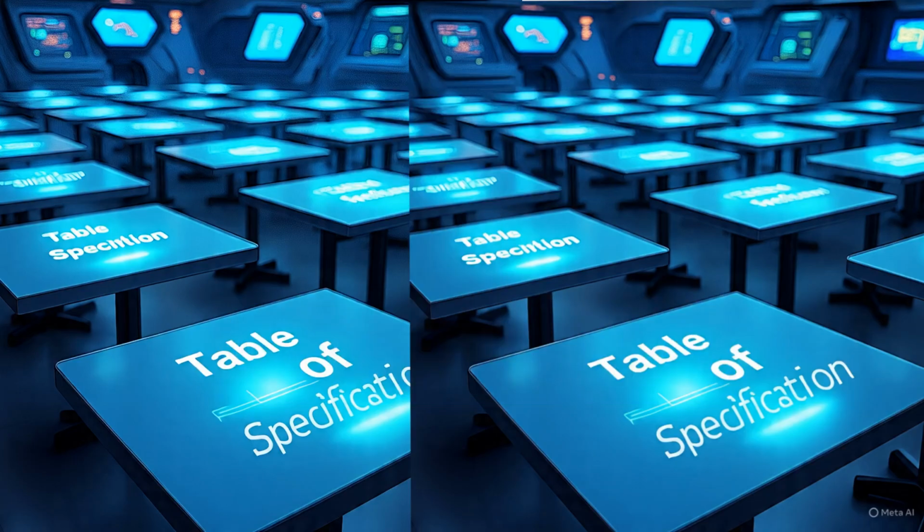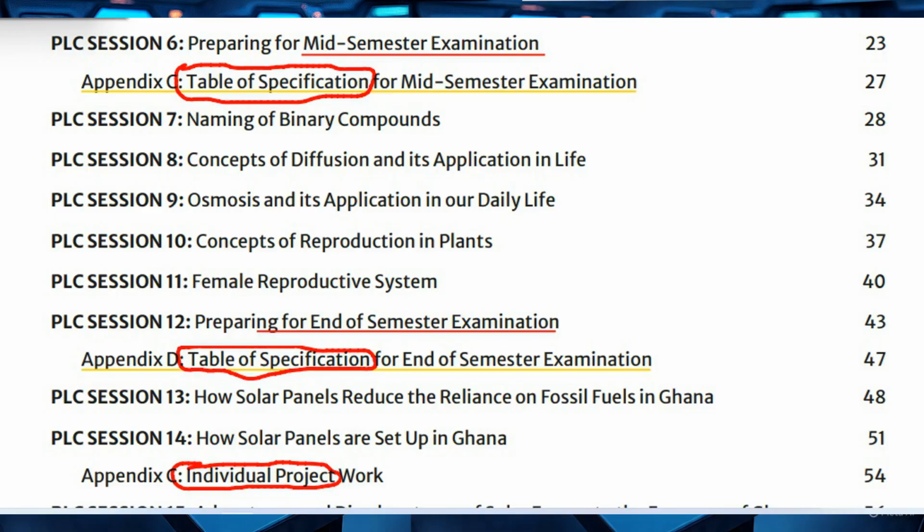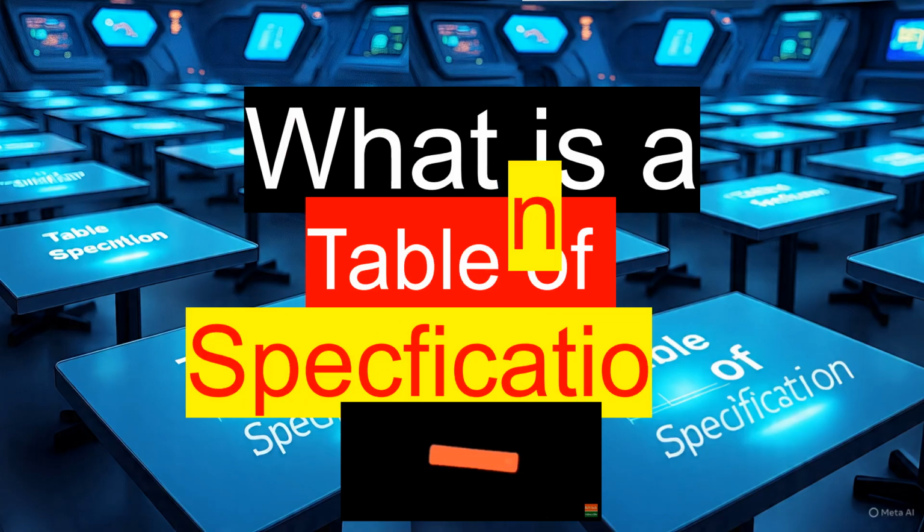If you have been going through the assessment handbook, you realize that there's something we call a Table of Specification. And if you have noticed carefully, it is appendixed at mid-semesters and end-of-semester examination weeks. What is a Table of Specification?